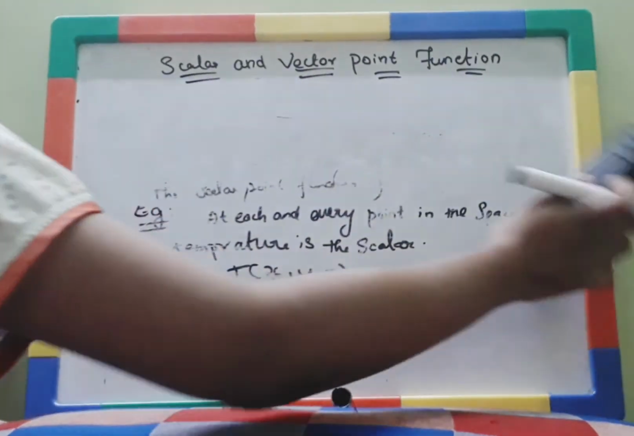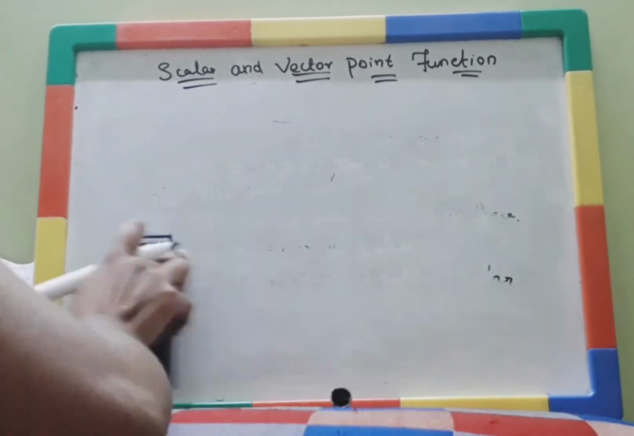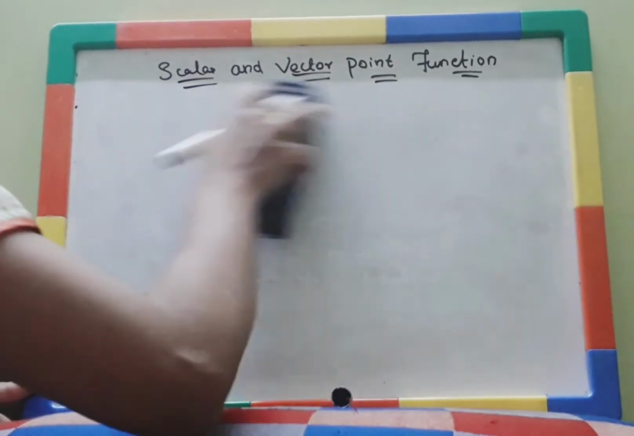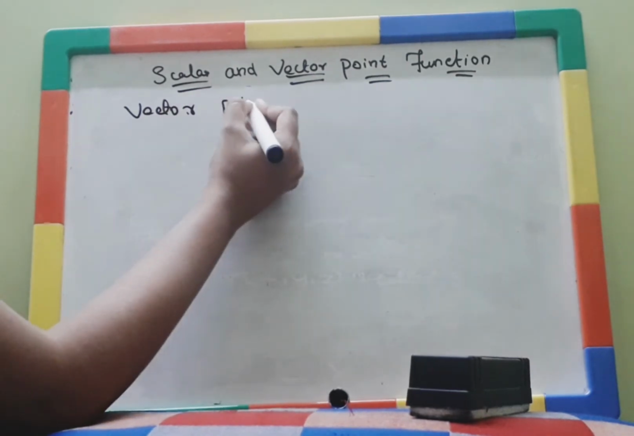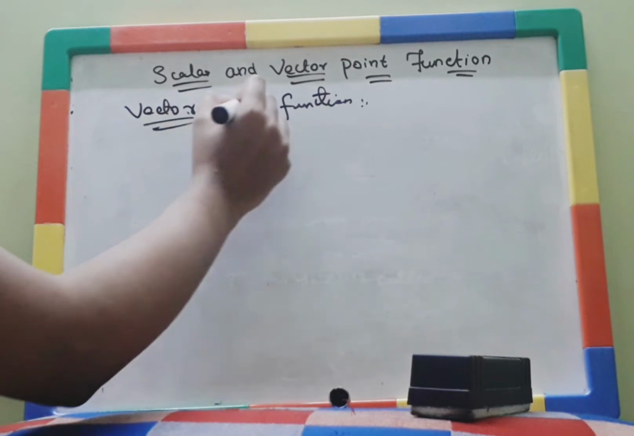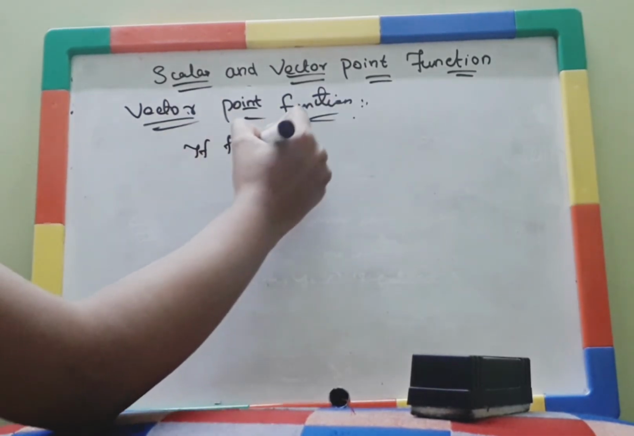Now we are going to see the vector point function. The vector point function is also a very simple concept, and we can easily understand it. A vector is denoted by an arrow mark on top of the function.